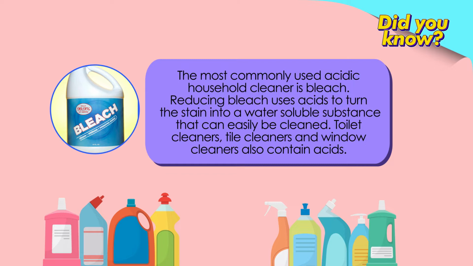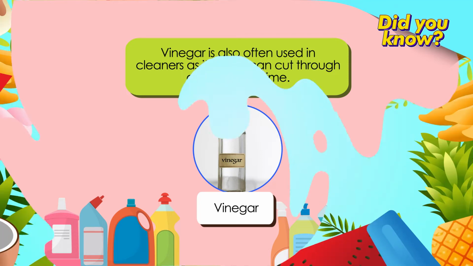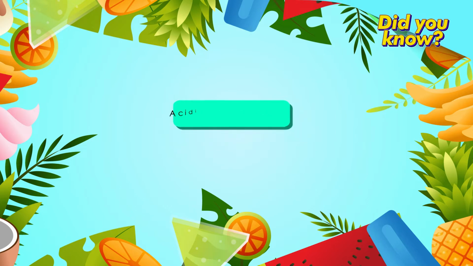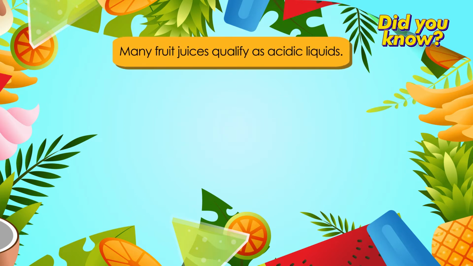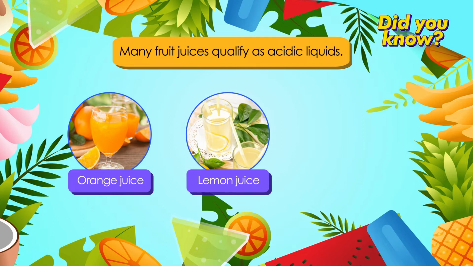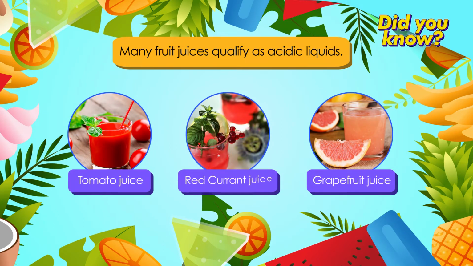Vinegar is also often used in cleaners as its acids can cut through grease and grime. Acidic liquids have low pH levels. Many fruit juices qualify as acidic liquids. Some of the acidic fruit juices are orange juice, lemon juice, grapefruit juice, tomato juice, and red currant juice.